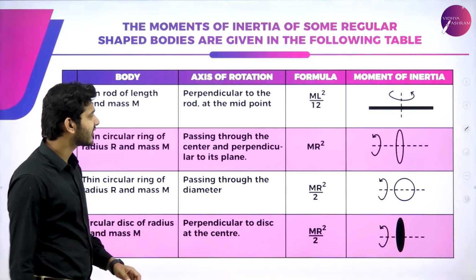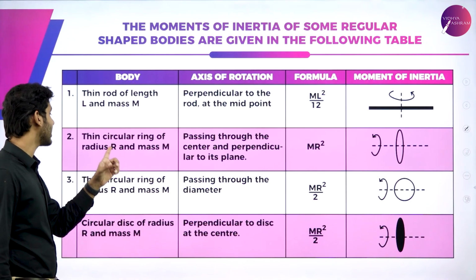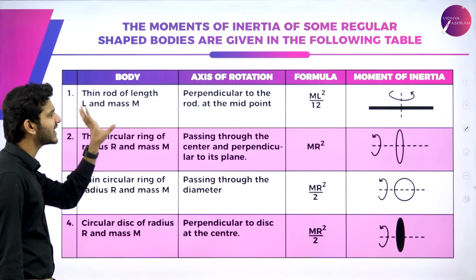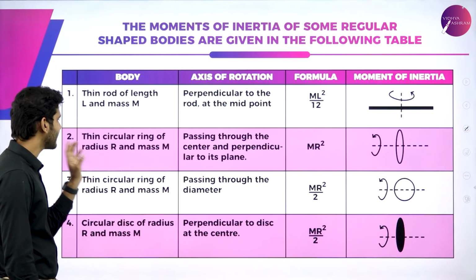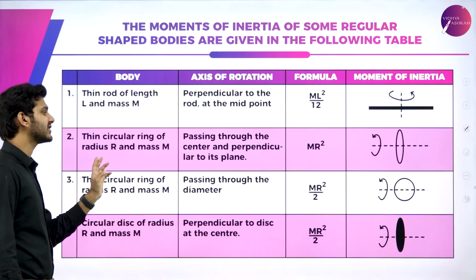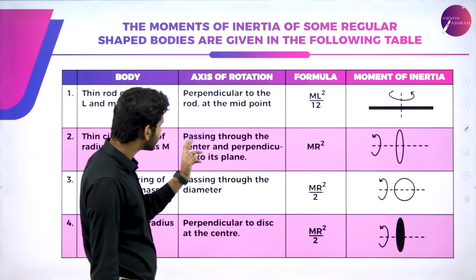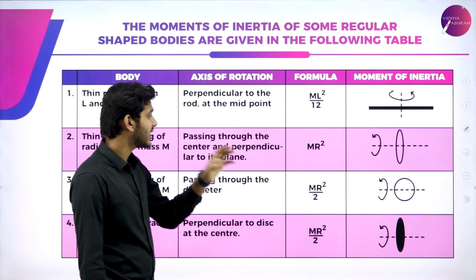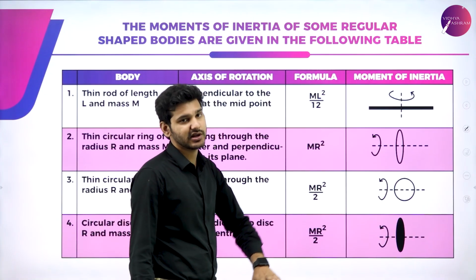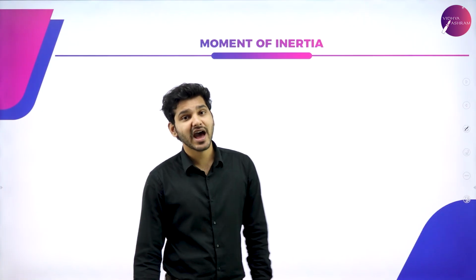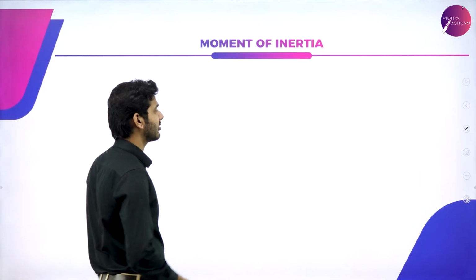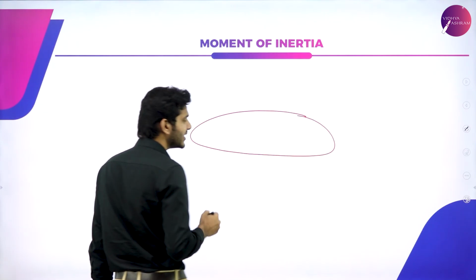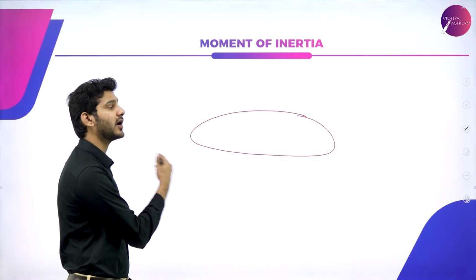So let's start from a thin circular ring of radius r and mass m. Let's keep the rod there. I'll explain it at the very end. So, thin circular ring of radius r and mass m. The axis is passing through the center and perpendicular to its plane. So its moment of inertia is given by mr square. So what does that actually mean? We have a thin circular ring. A thin circular ring means this is the ring. Ring means the center is empty and there are only boundaries.